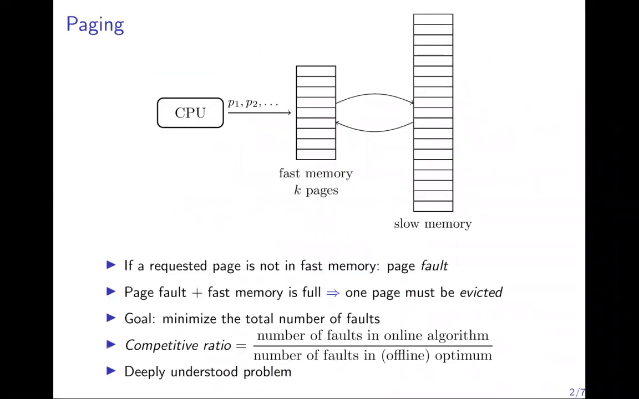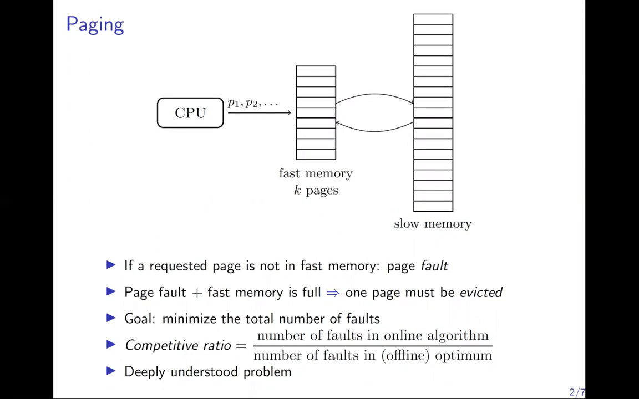This work is about paging, the task of managing the memory system of a computing device. This is usually studied with this simple model. We have a fast memory, which can hold up to k pages, and a slow memory of unbounded capacity. We're given a sequence of page requests.